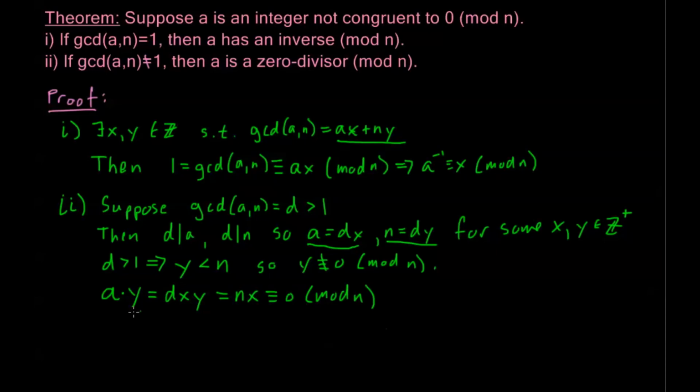Now what have I shown? Well, I've shown that there's some number y that is not 0 mod n, that when I multiply it by my a, which is also not 0 mod n, I get 0 mod n. So in particular, a is a zero divisor.